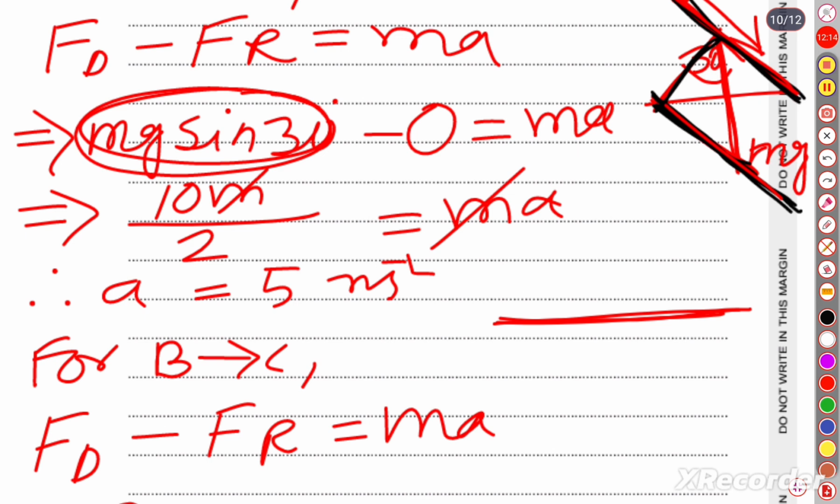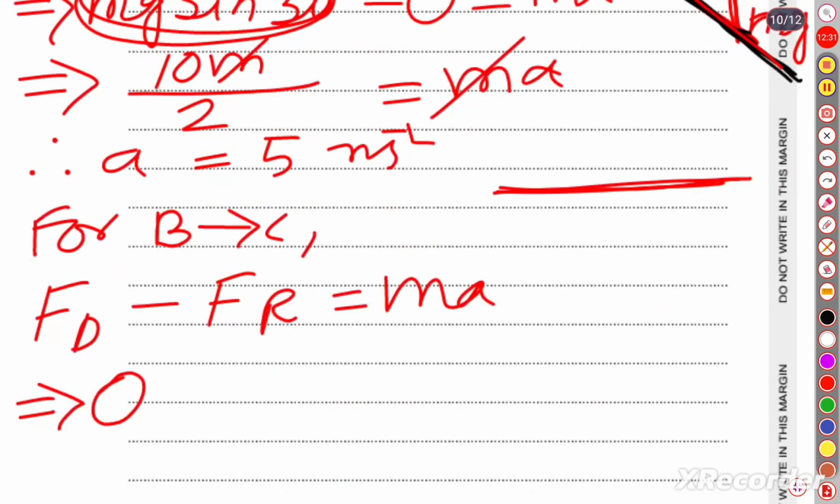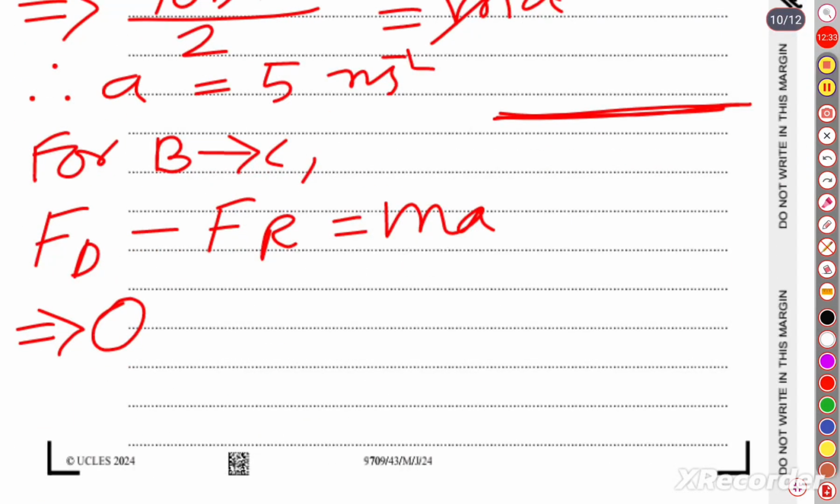When the angle is 0, sin 0 is 0, that means the driving force is 0. Or simply we can think that whenever we release the particle, there is no external force pulling it up or pulling it forward. That's why there is no driving force. So we will write: driving force is 0 minus resistance force. Now we will have to find the resistance force.